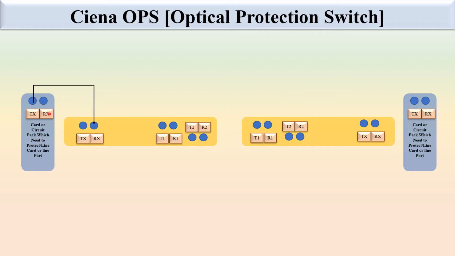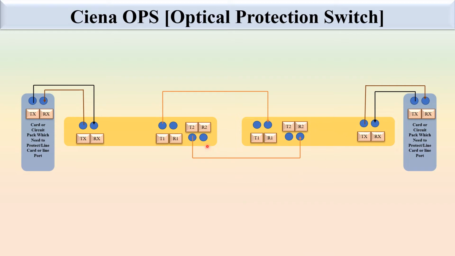So you can say here that this TX is connected to the RX of this OPS, and the TX of this OPS is connected to the RX of this circuit pack. In the same way, at the other end, TX is connected to the RX and this TX is connected to the RX of OPS. Now you can see this T1 is connected to the R1 of the far end OPS.